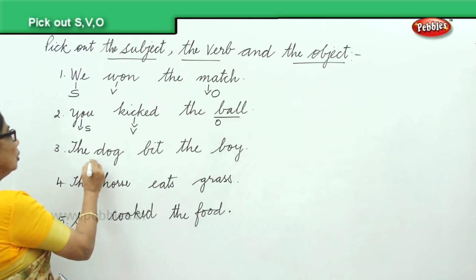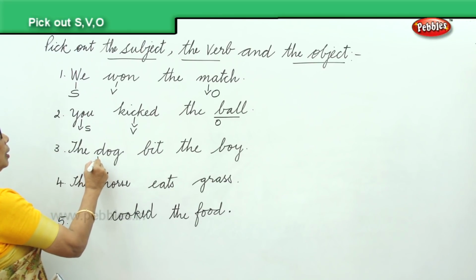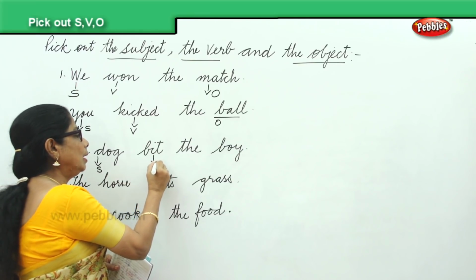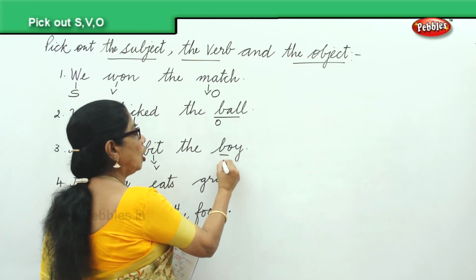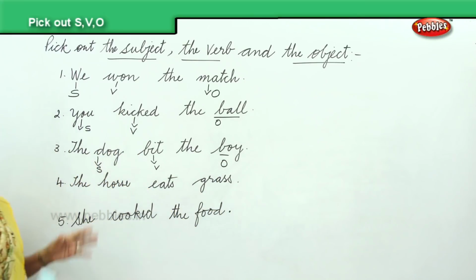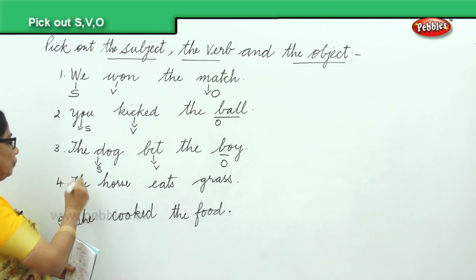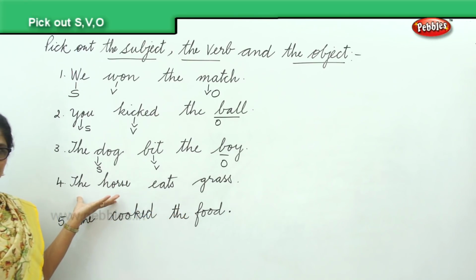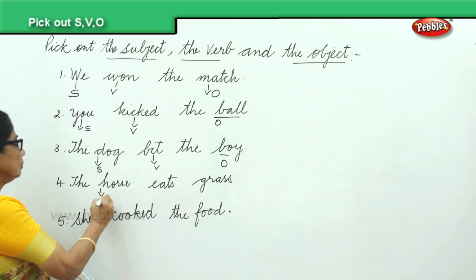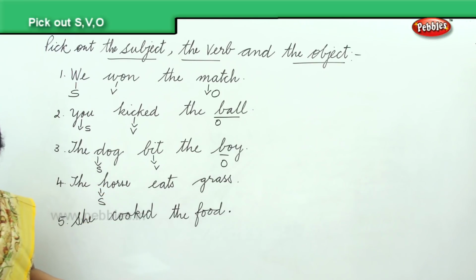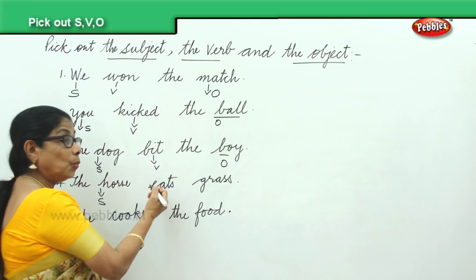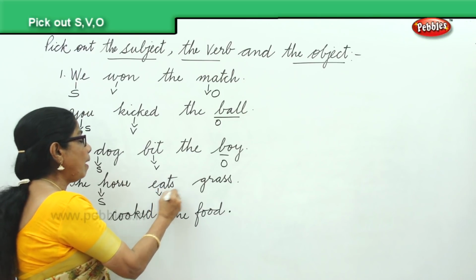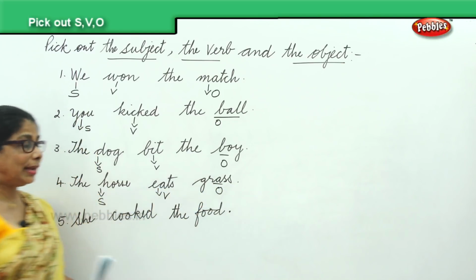And here you have the dog. The dog is the subject. What did the dog do? Bit. This is the verb. And you have the boy, object. And in this case, you have the horse eats grass. Horse is the subject. What did he do? The horse eats. What is he eating? Grass. So you have your verb, and finally this is the object.